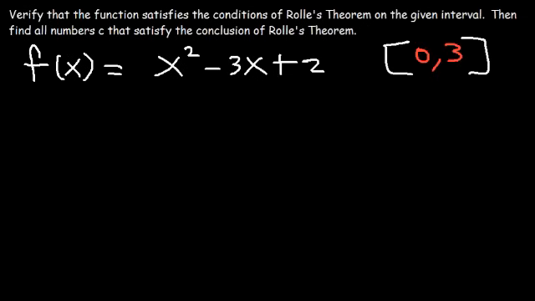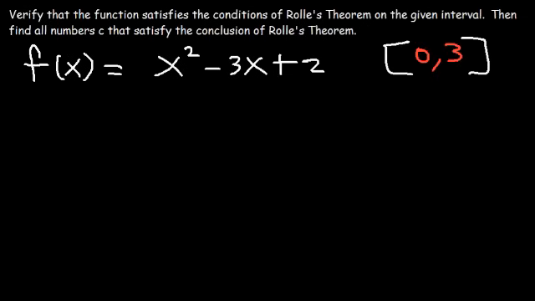So for a polynomial function, it's going to be continuous on the closed interval 0, 3, and it's also differentiable on the open interval 0 to 3. Differentiability means that the derivative exists and is continuous.